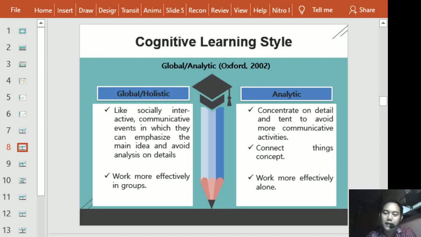The analytic and global learning styles seem to be closely allied with field independence and dependence, and indeed may be a more fundamental and more explanatory dimension of learning style. The global learners tend to like socially interactive communicative events in which they can emphasize the main idea and avoid analysis of details. Otherwise, the analytic learners tend to concentrate on details and tend to avoid more communicative activities.